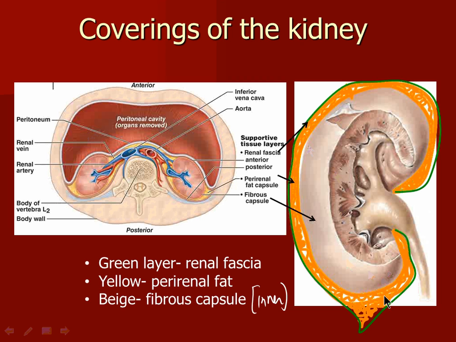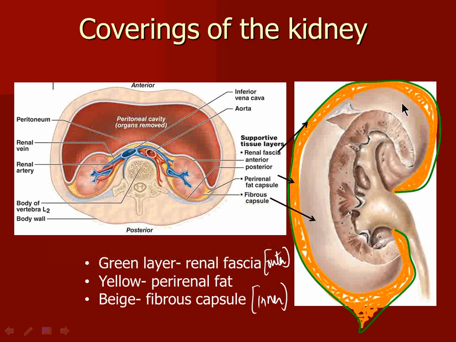The second layer is a covering of peritoneal fat, which goes all around the kidney like this. This is known as perirenal fat. And then the outermost covering is condensation of connective tissue present in the abdomen, and that forms what is known as renal fascia. Renal has to do with the kidney, and fascia is just connective tissue. So this green layer on the outside is the renal fascia.